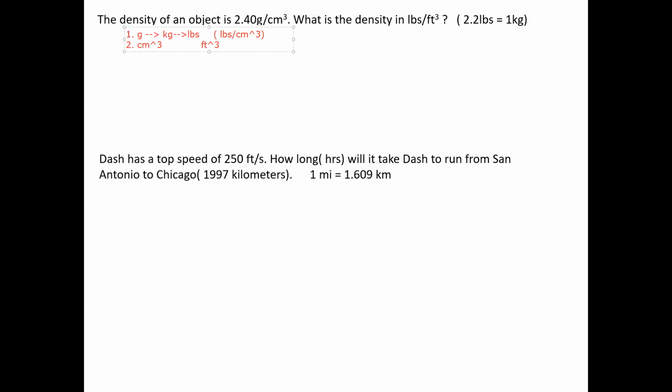Now here, no conversion factor was given, so you're welcome to choose any one you want, but we've got to go from centimeters cubed to feet cubed. And the most common conversion factor we know with centimeters is centimeters to inches. 1 inch is 2.54 centimeters. And once we have inches, then we know that 1 foot is 12 inches.